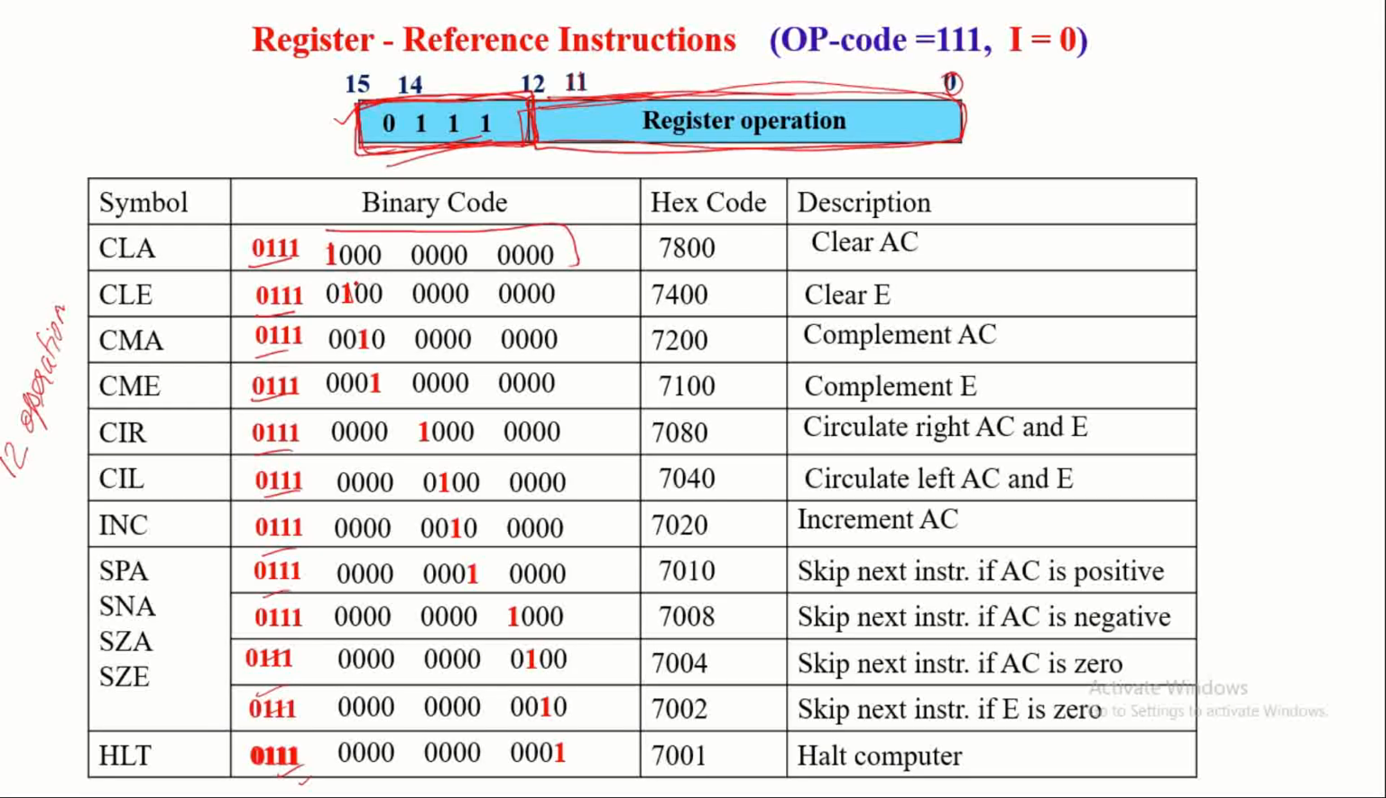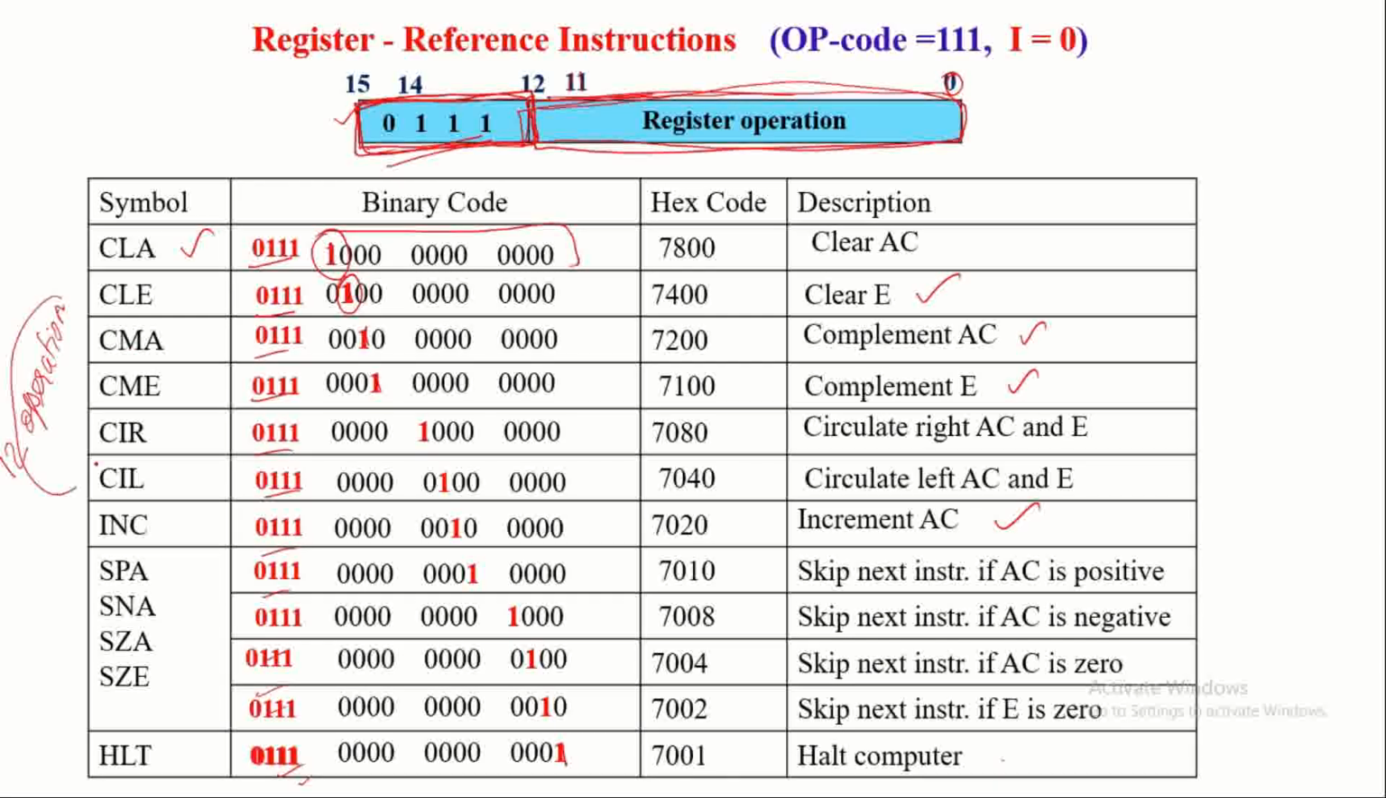In this one, the 11th bit is set. In this one, the 10th bit is set. Here the 9th, here the 8th, and here the 0th bit is set. When the 11th bit is set, the operation to be performed is clear accumulator. When the 10th bit is set, clear extended accumulator bit. Then accordingly, complement extended bit, circulate right accumulator and extended accumulator bit, circulate left accumulator and E, increment accumulator, skip next instruction if accumulator is positive, skip next instruction if accumulator is negative, skip next instruction if accumulator is 0, skip next instruction if E is 0, halt computer, like this.